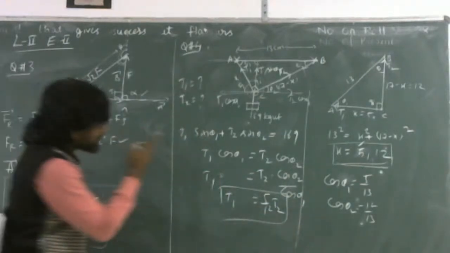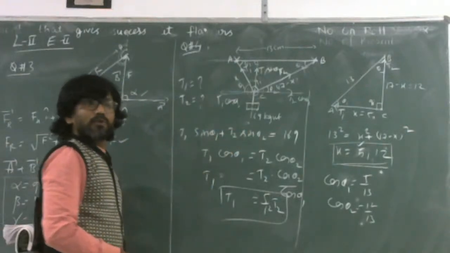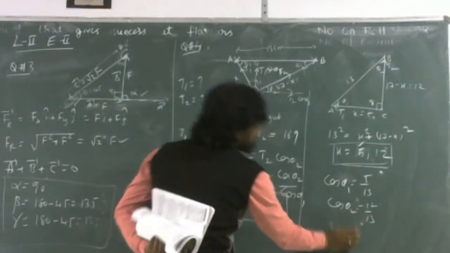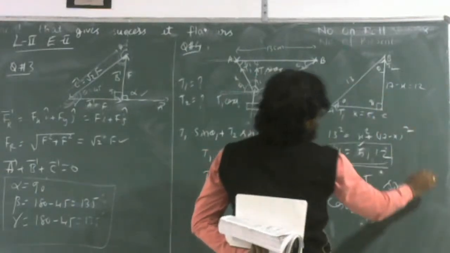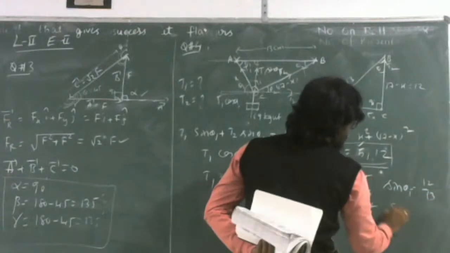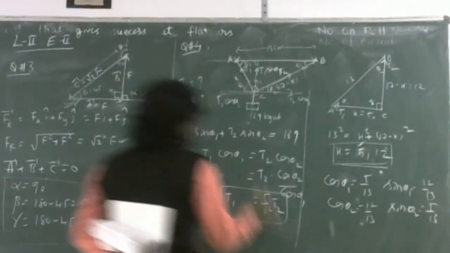Yes. Substitute this in one of these here, sin theta 1 and sin theta 2 also. What is sin theta 1? Similarly, sin theta 1 is opposite side by hypotenuse, so 12 by 13. Sin theta 2? 5 by 13. So substitute it here.